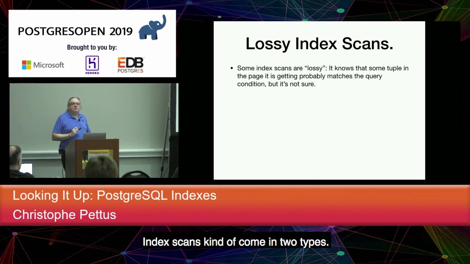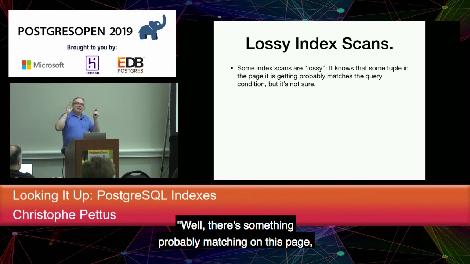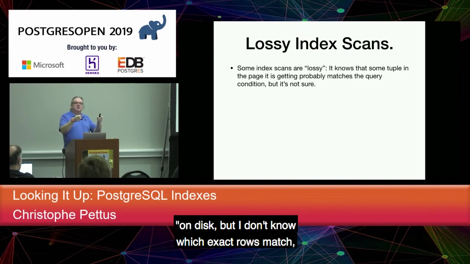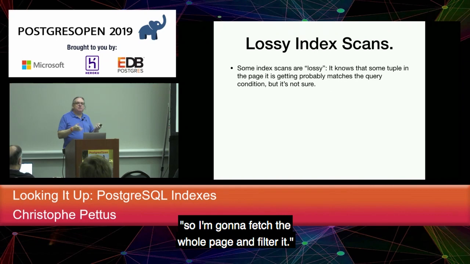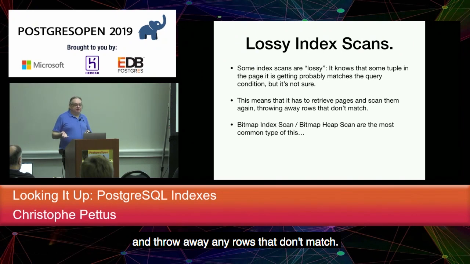Index scans kind of come in two types. There's lossy and lossless. Some index scans are lossy in that it says, well, there's something probably matching on this page on disk, but I don't know which exact rows match. So I'm going to fetch the whole page and filter it, which means it has to retrieve the pages, scan them again, and throw away any rows that don't match.